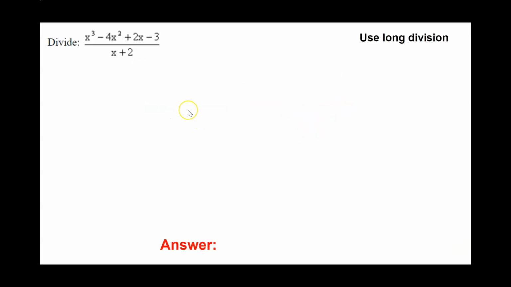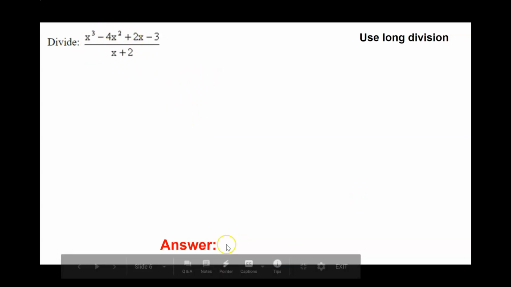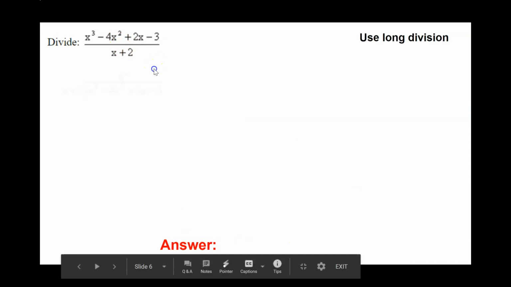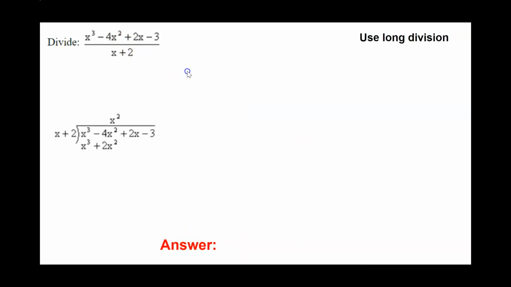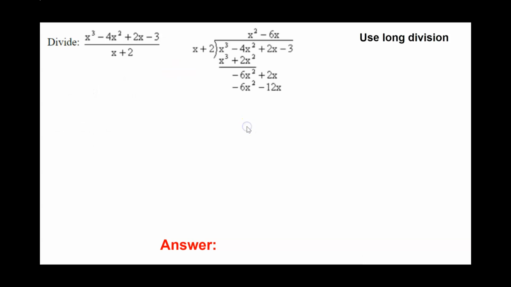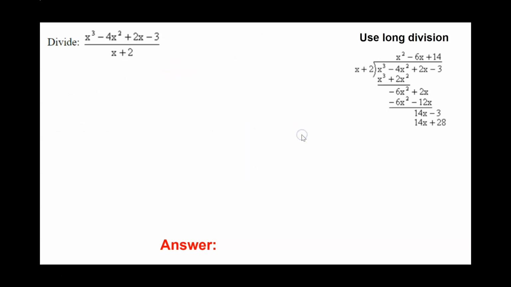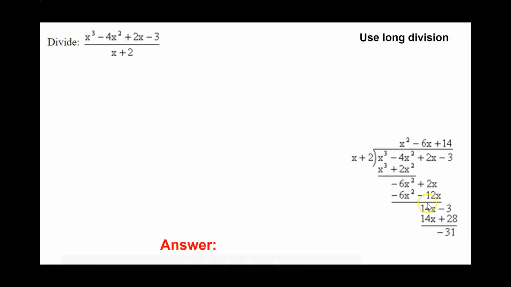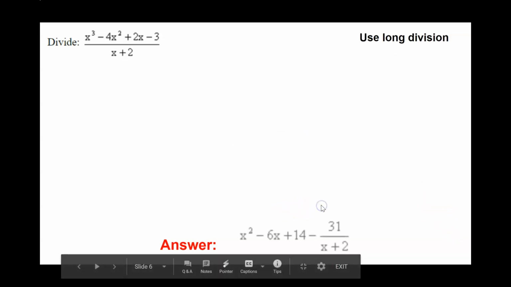So here's just another example you can try. Go ahead, if you want to, before looking at the answer, give this a try. You can pause the video. And once you do all these steps here, you should come up with the answer to be x squared minus 6x plus 14 minus 31 over x plus 2.